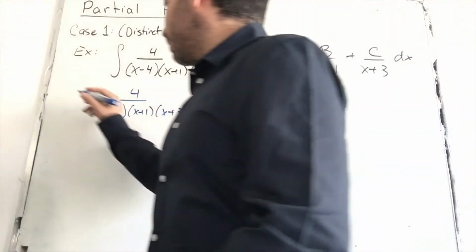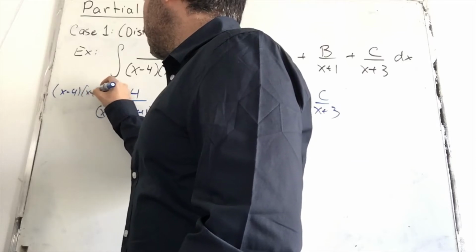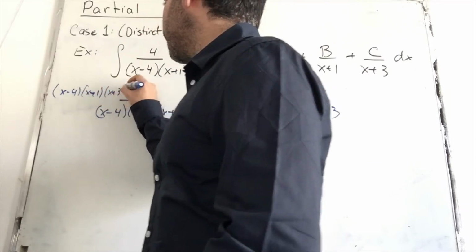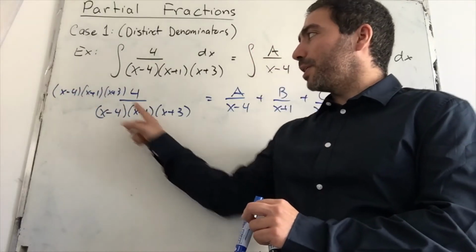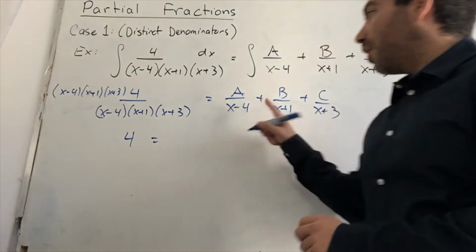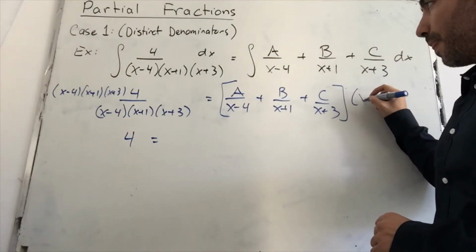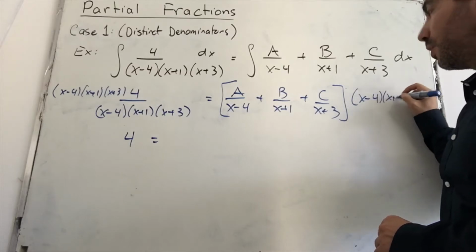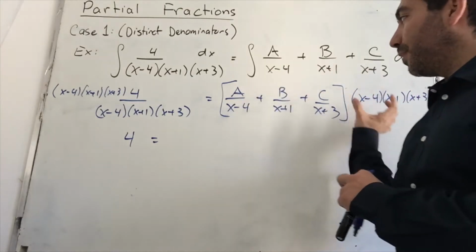What we get is x minus 4, x plus 1, x plus 3. So on the left-hand side, the entire denominator is going to cancel. It's set up that way. We're just left with 4. On the right-hand side, if we multiply this by x minus 4, x plus 1, x plus 3, we're going to distribute all this to each term individually.